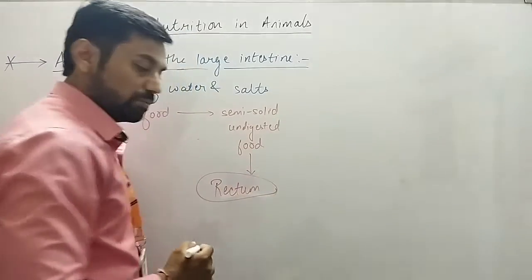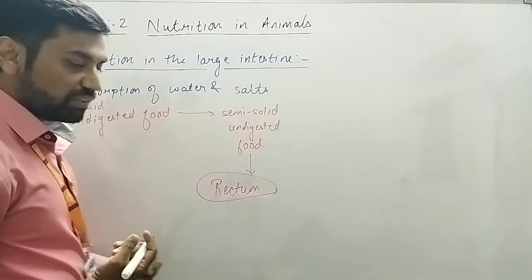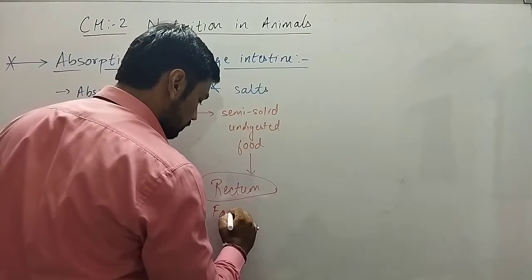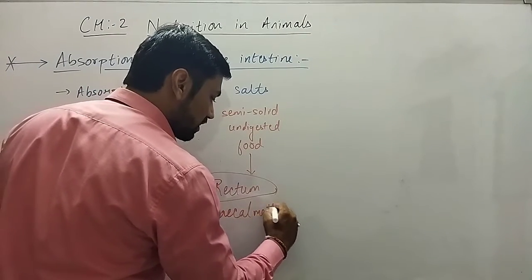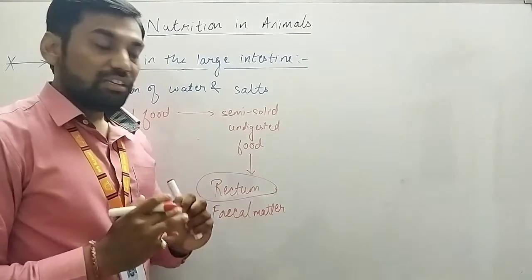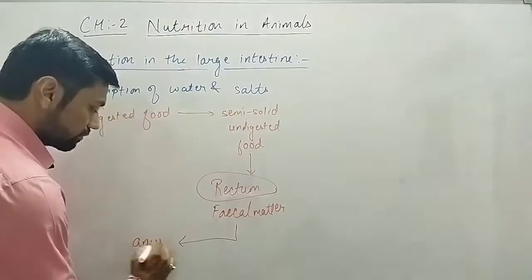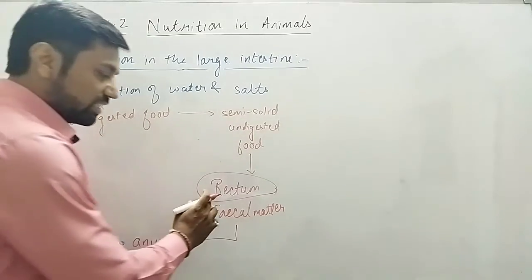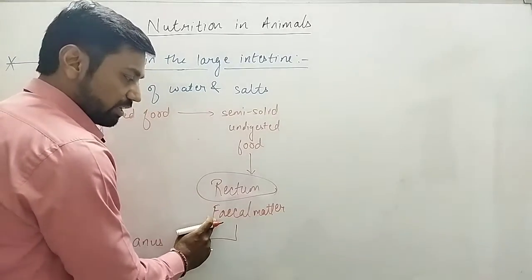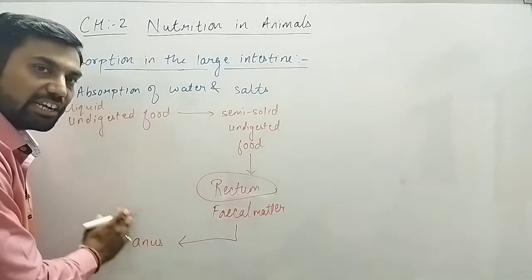There, the undigested or waste food is called fecal matter, which is undigested food of no use in our body. In due time it is removed through the anus. The fecal matter stored in the rectum gets removed through an opening called the anus and is excreted out of the body.